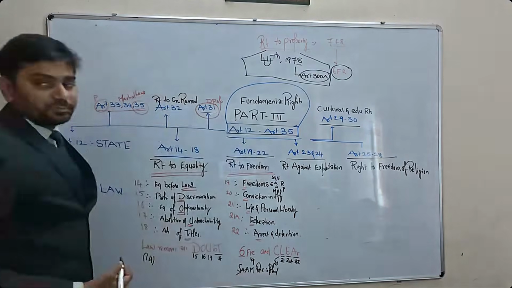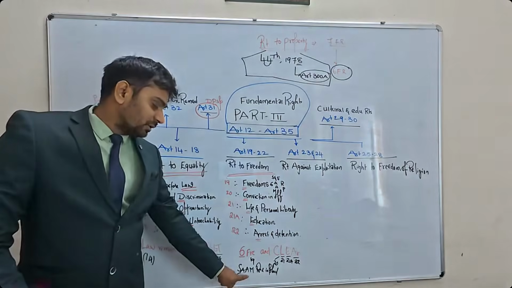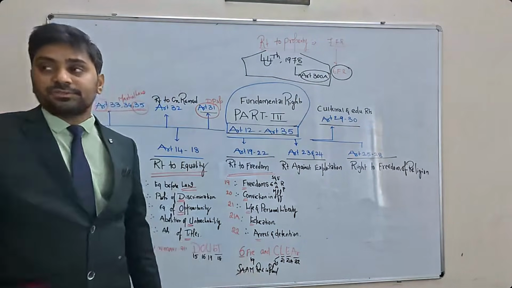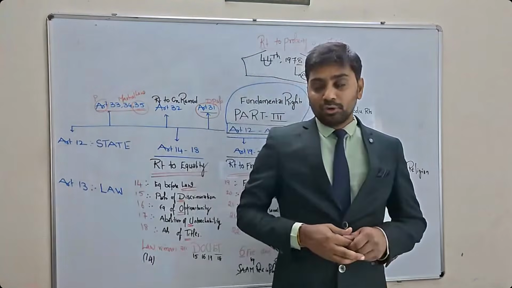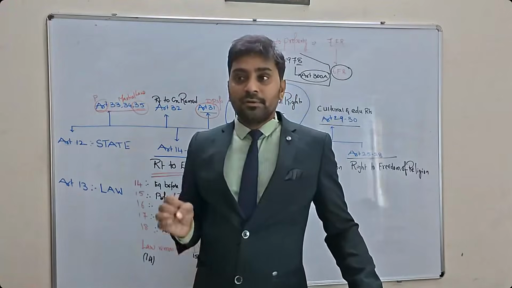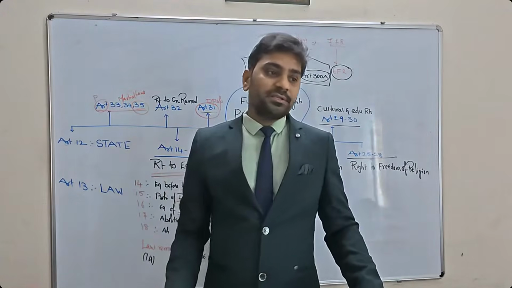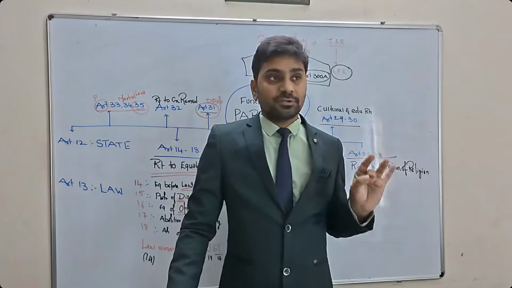Freedom of speech and expression. A: freedom of assembly, freedom of association, freedom of movement, freedom of residence, freedom of profession. SAAM. Sam resides in Poland. The Article 19 code is Sam resides in Poland. Freedom of speech and expression, then assembly and association.